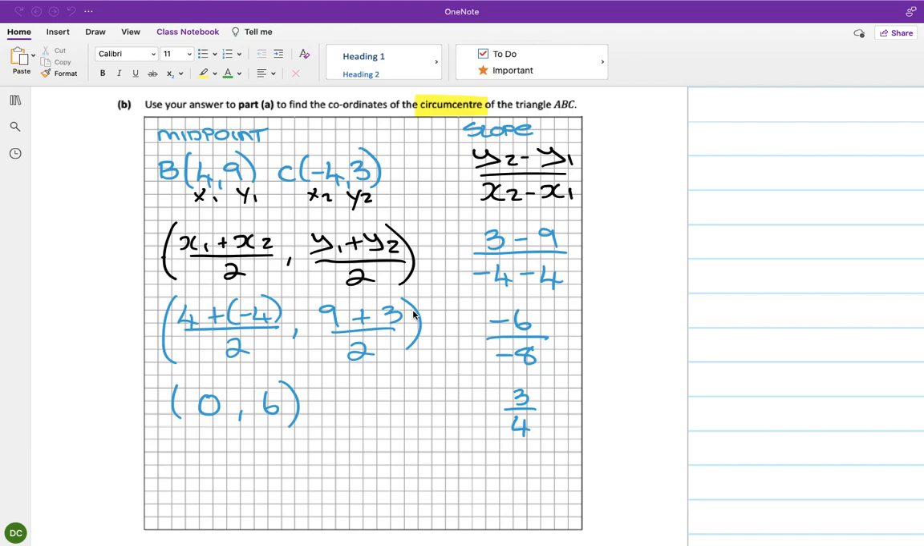So then to do the equation of the line, there's my equation of a line formula. X1, Y1 is the midpoint. And here, to get the perpendicular slope, I flip it upside down and change the sign.